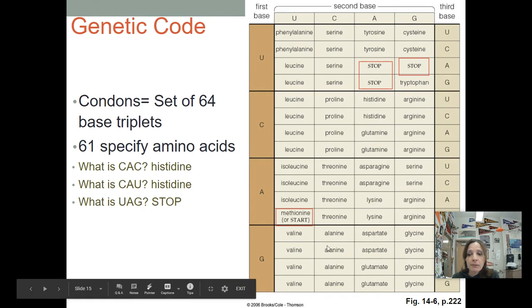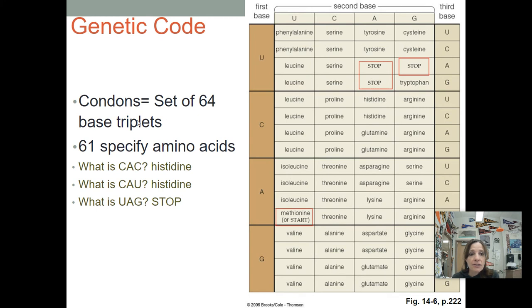Okay, so you need to be able to read a codon chart, which is what this is. There's 64 triplets that can be made. However, there's only 61 amino acids, so some of them, as you know, are the same amino acid, even though the letters at the end might be different. So how you read this is if you had CAC, okay, so the first base is C, the second base is A, so you go to where C and A meet, and then the third base is C, and so you go over to C, and it'll be right here, it'll be histidine.